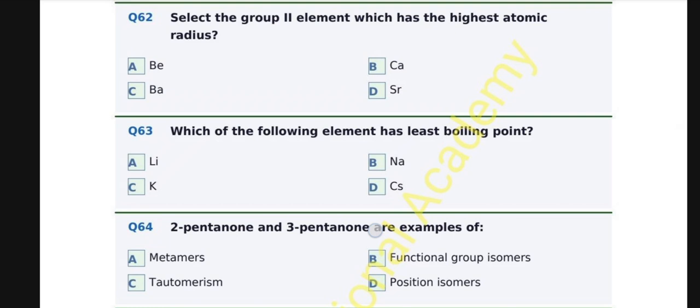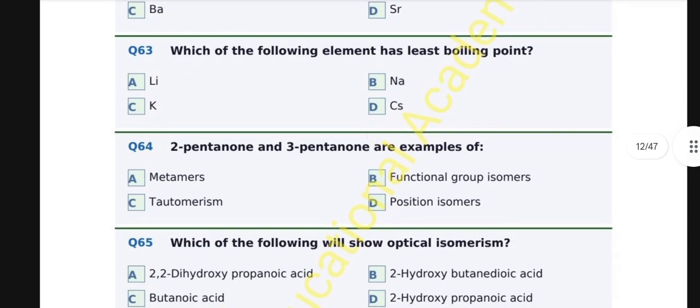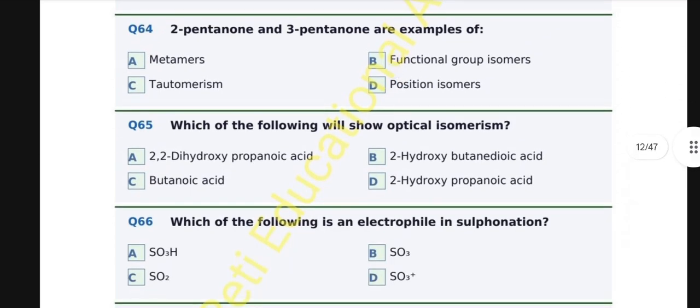Question number 64. 2-pentanone and 3-pentanone are examples of A. Metamers, B. Functional group isomers, C. Tautomers, and D. Position isomers. And the correct option is D. Position isomers.